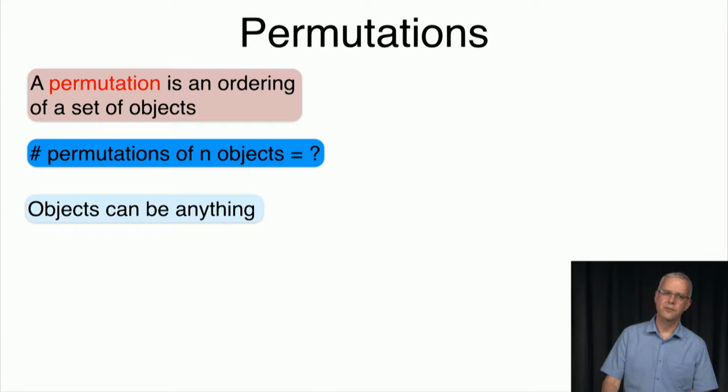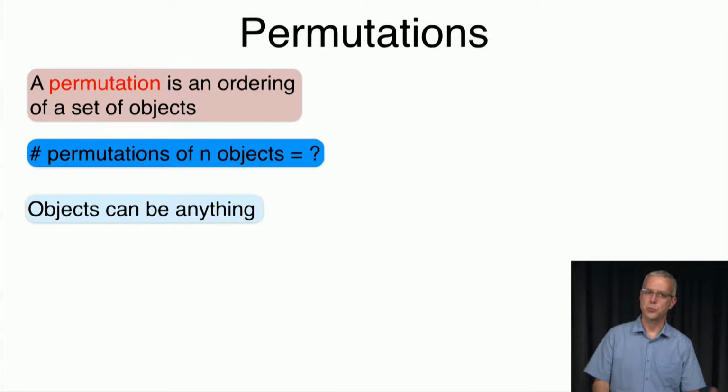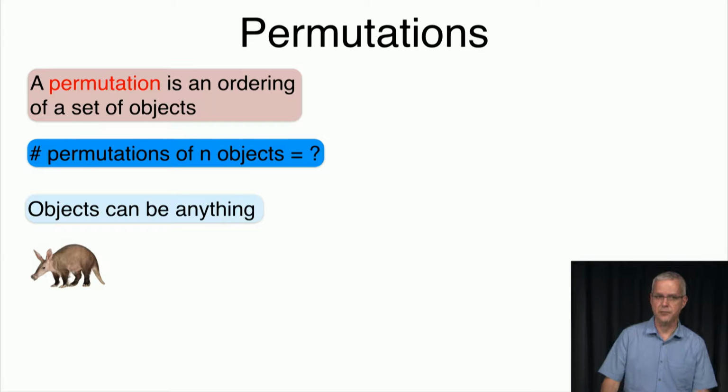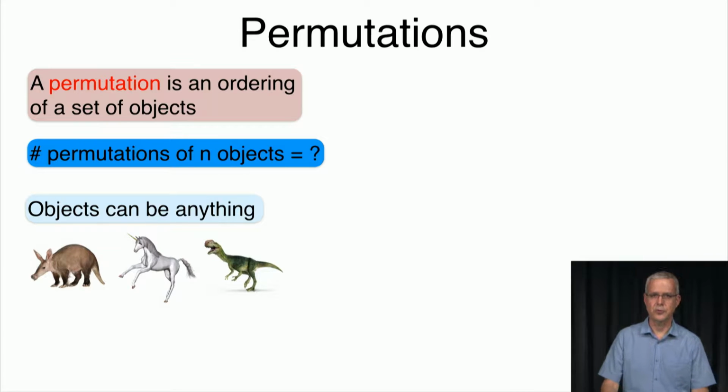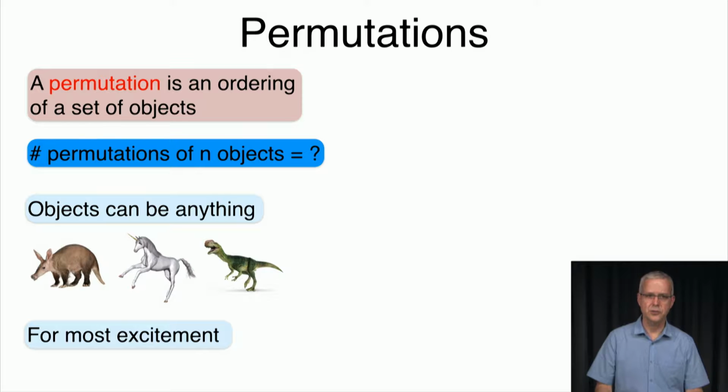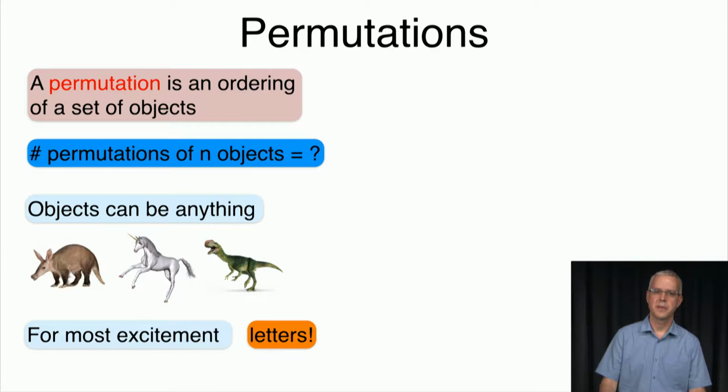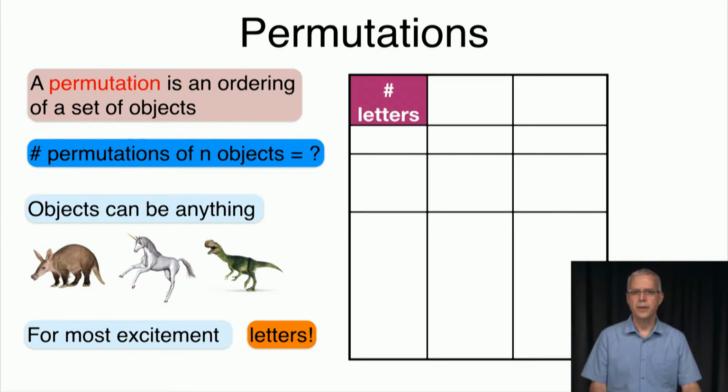And the objects can, of course, be anything. It won't matter to us what they are. So they could be, for example, aardvarks or unicorns or dinosaurs. But to make the talk as exciting as possible, we'll, of course, use letters. So here we'll first look at some small cases. We'll look at what happens when we have a small number of letters.